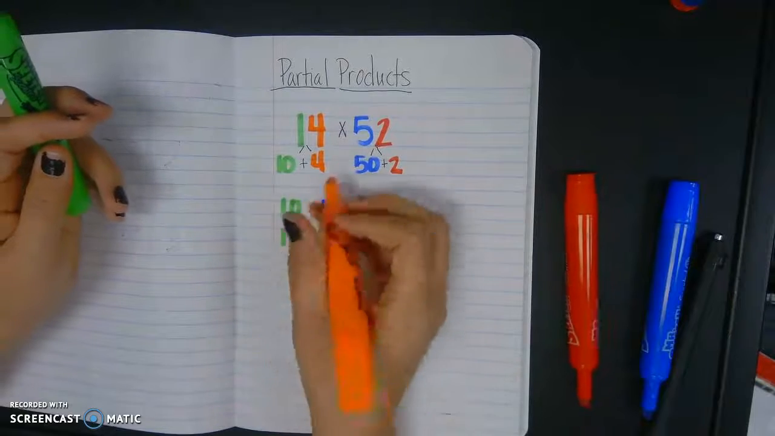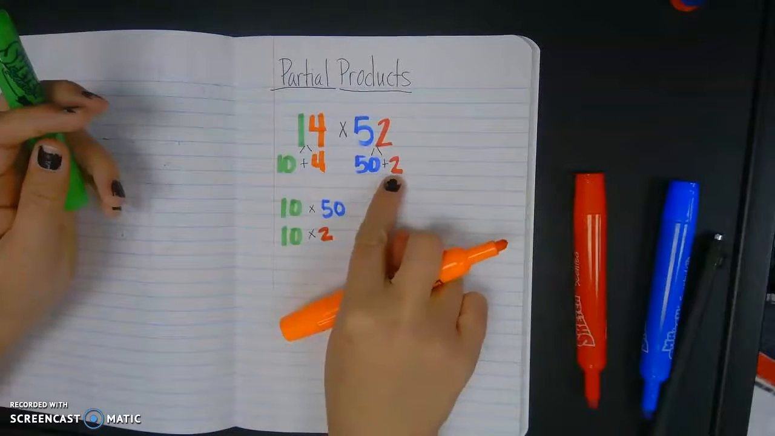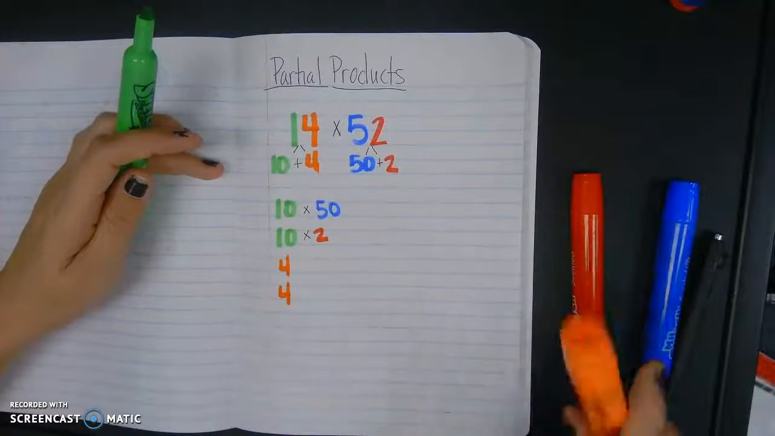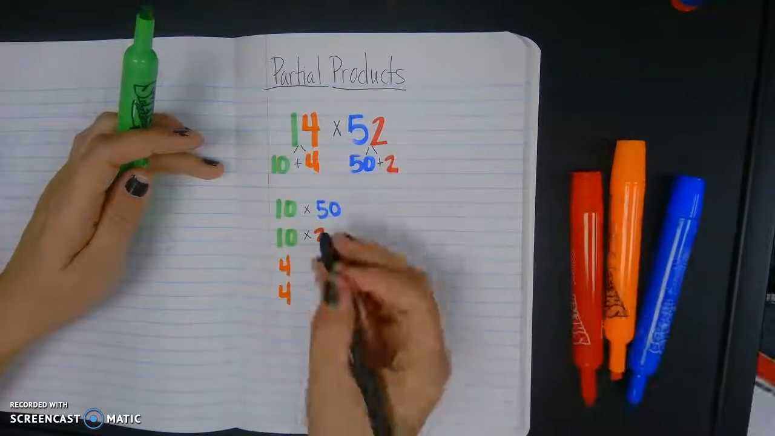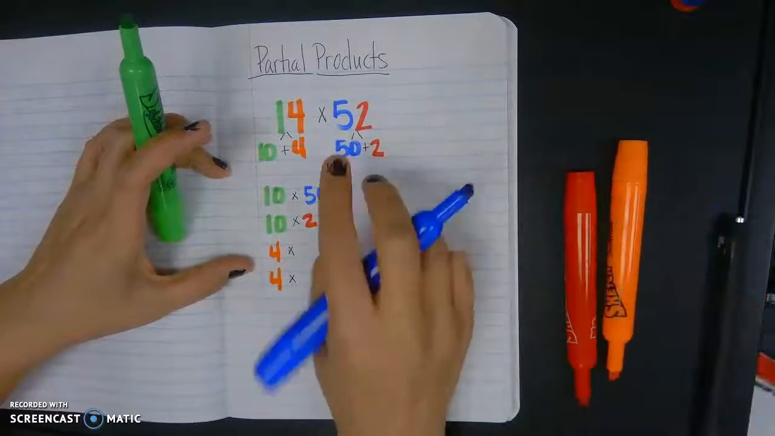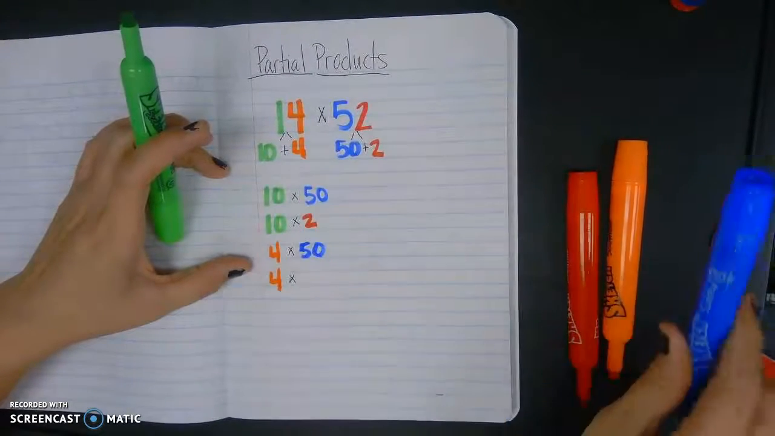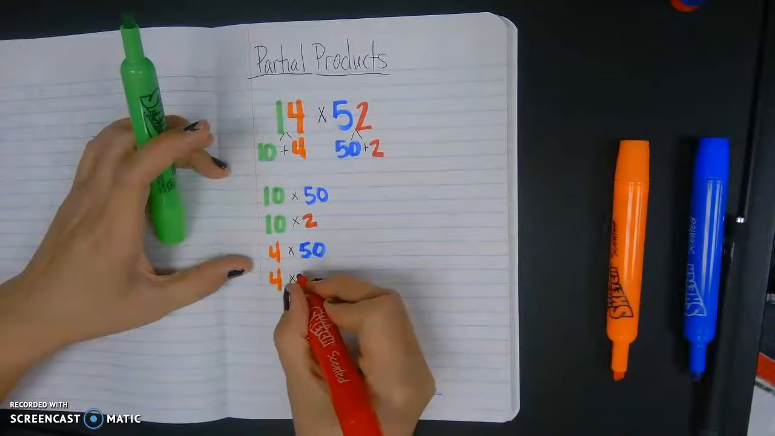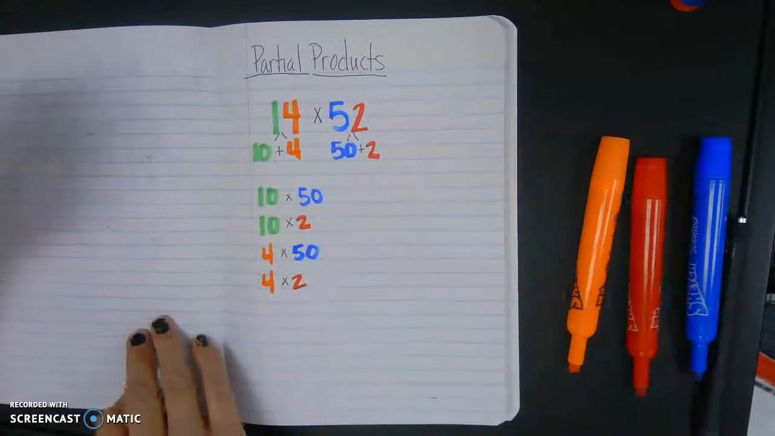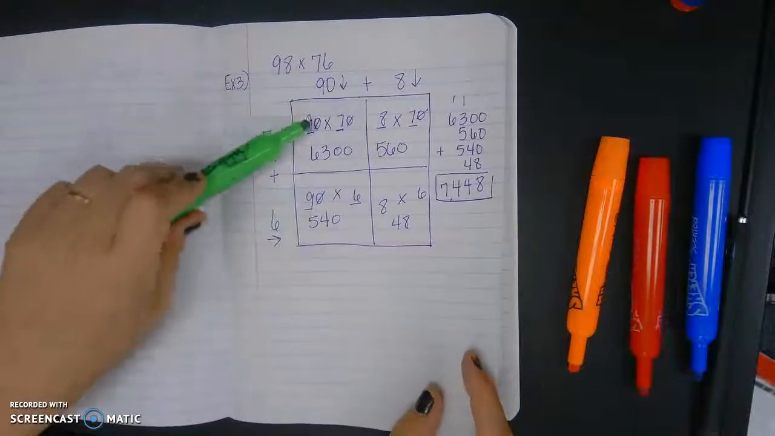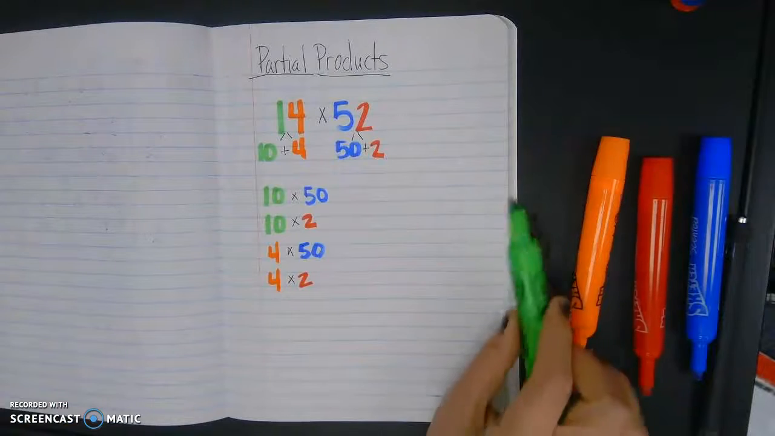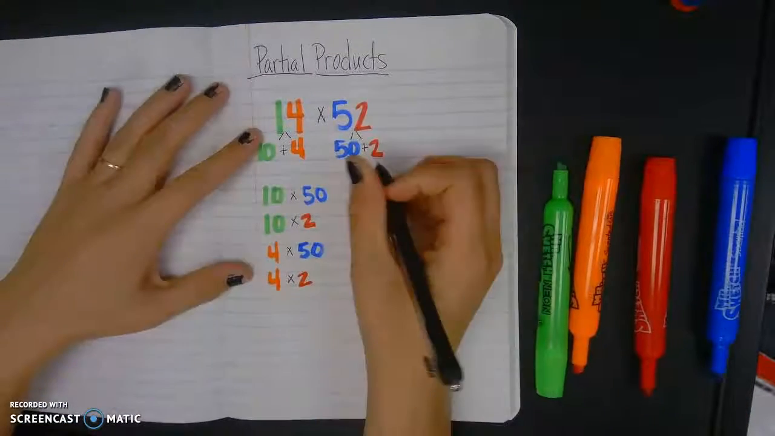Then I've got the number 4, and I'm going to multiply it by both of these numbers. So I'm going to write the number 4 twice also. Okay, it's going to be times the 50 and times 2. These are the 4 equations that you would be writing in your 4 boxes. Okay, the exact same thing, except it's just not as pretty and put in boxes all nice and neat. Okay, but it's still the same thing.